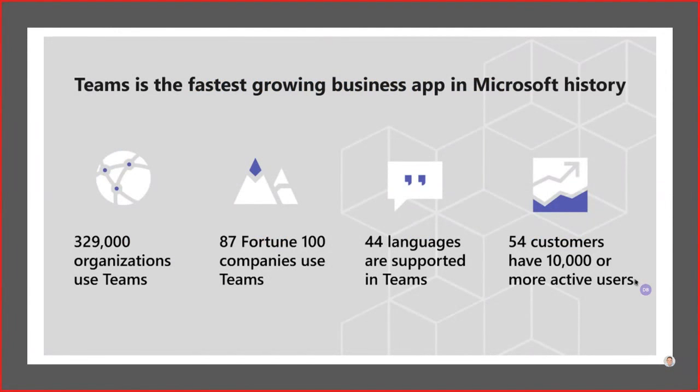One of the things that was a statistic that was made available at Ignite is that Teams is the fastest growing business app in Microsoft history. So there's already, as you can see, several 100,000 organizations using Teams. And that's not just somebody has installed it and had a go at it. This is active users, active organizations that have multiple teams that are being used on a daily basis. The Fortune 100 doesn't apply to us down under, but we've got our own rating. But a lot of organizations, public sector, private sector, government, education are using it.